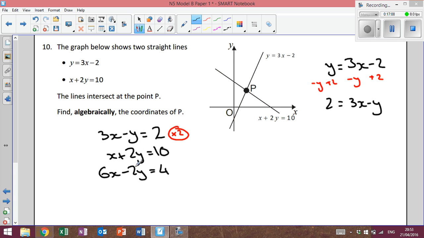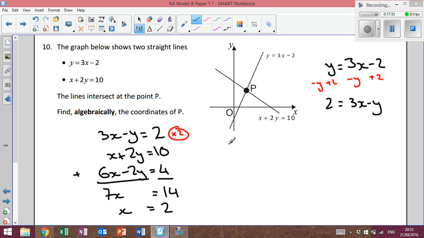Now remember our little rhyme: if the signs are the same, we subtract. These signs are different, so we're going to add the two equations together. When we do that, x add 6x is 7x, 2y add negative 2y is 0. Brilliant. And then 10 add 4 is 14. 7x is 14, so x is 2.